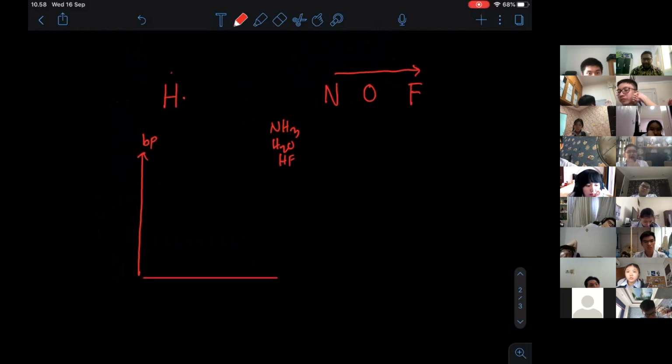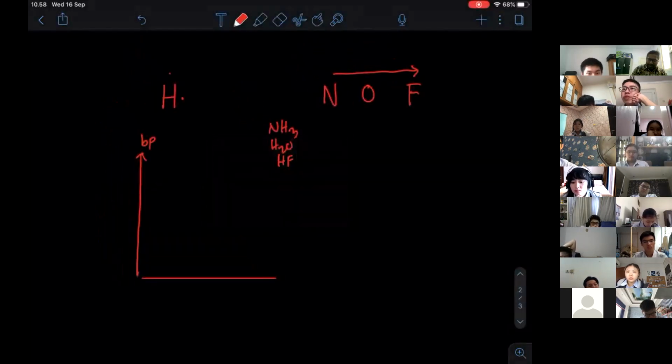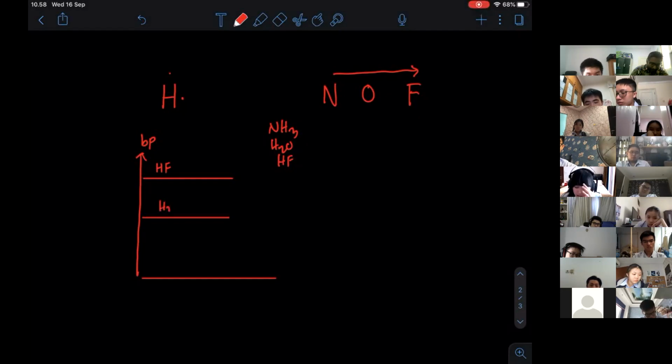So if I look at H and F, the difference is really great, because it is the least electronegative and the most electronegative, so I will expect HF to have the highest boiling point. And I will expect water to be lower than that, and ammonia to be way lower than that. Why? Because when you look at the electronegativity, it's supposed to be like that.